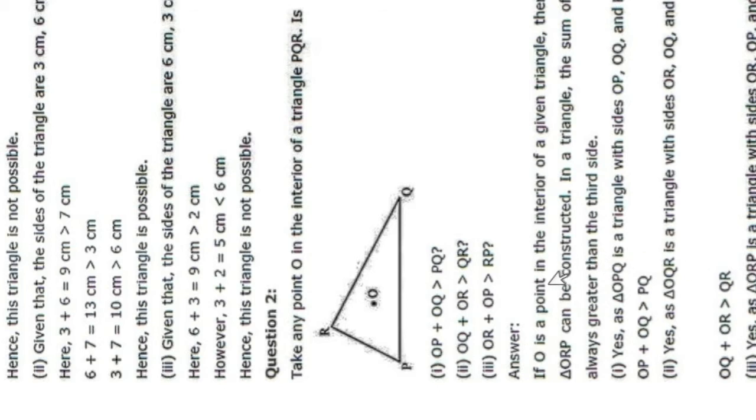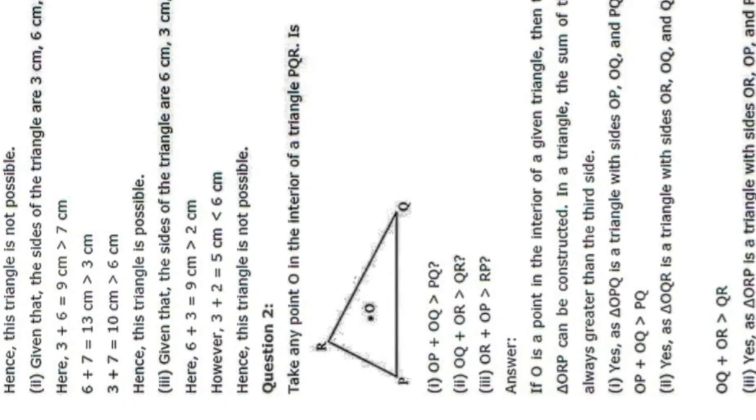Now, third one here, triangle ORP. Triangle ORP is a triangle. It is having the sides OR, OP and PR, so OR plus OP is greater than PR. When it is a triangle, always the sum of the two sides is greater than the third side. So all these three statements are true.